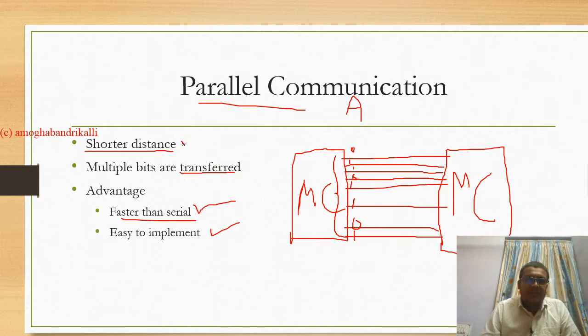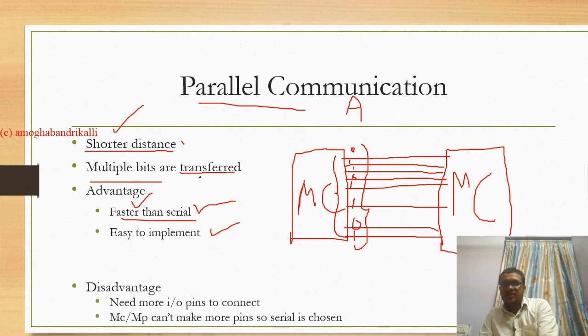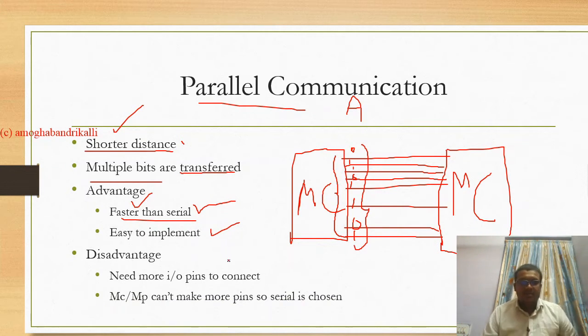The main advantage here is that it is faster, and it is used only for shorter distances, and multiple bits are transmitted at a time simultaneously. That is called parallel communication. The disadvantage is that it needs more IO pins. These are all the IO pins which are being connected. So we need more IO pins compared to serial communication.